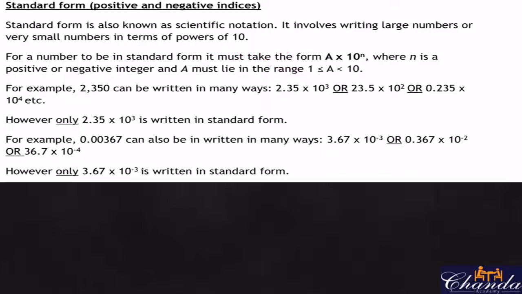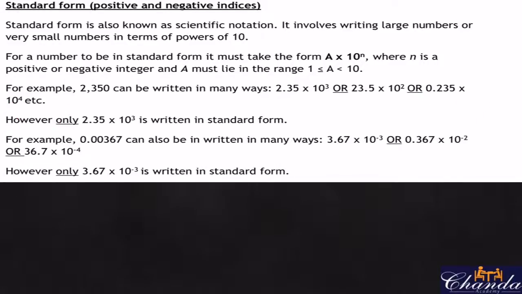Now for a number to be in standard form, it must take the form a times 10 to the power of n, where n is a positive or negative integer, and a must be in the range of between 1 and less than 10. Okay, so it has to be between 1 and the number 10, otherwise it's not in standard form. So, for example, 2,350 can be written in many ways. There's 2.35 times 10 to the power of 3, or 23.5 times 10 to the power of 2, or 0.235 times 10 to the power of 4, etc.